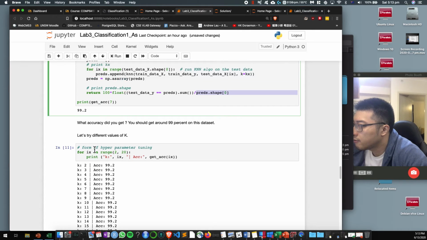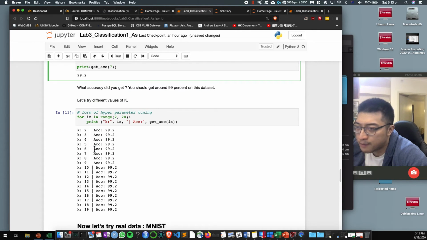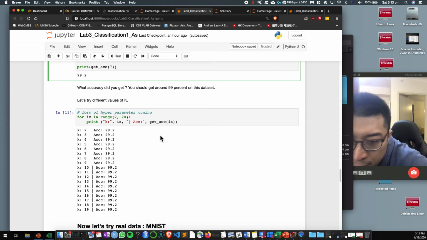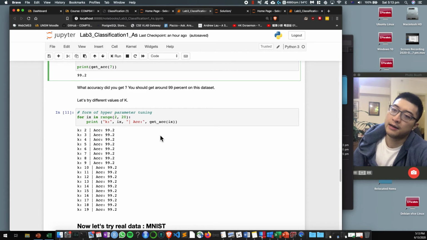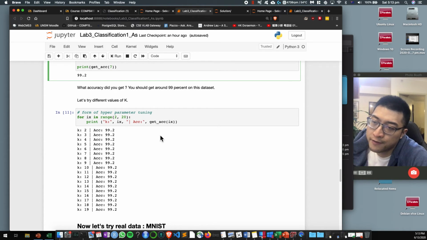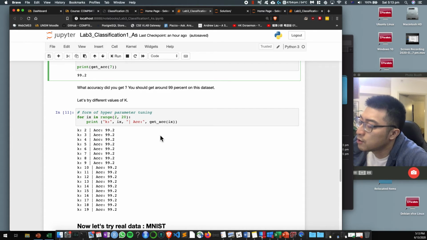Now the question might be posed: this is all well and good, but what is the optimal k? What is the optimal number of neighbors in order to do this? Now, there's no easy answer to this.